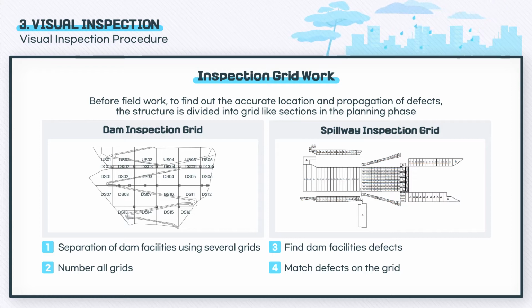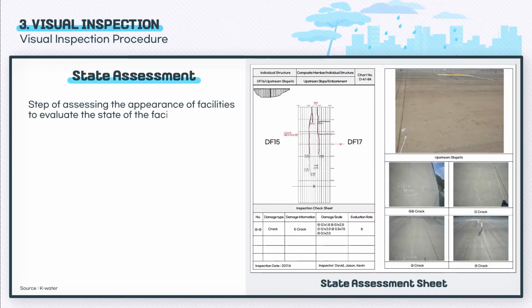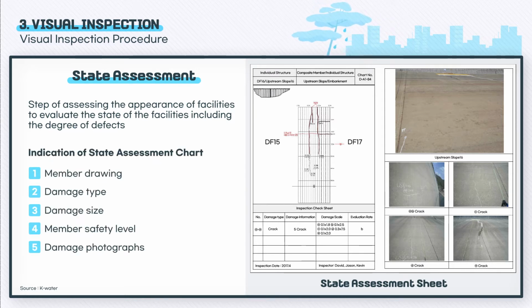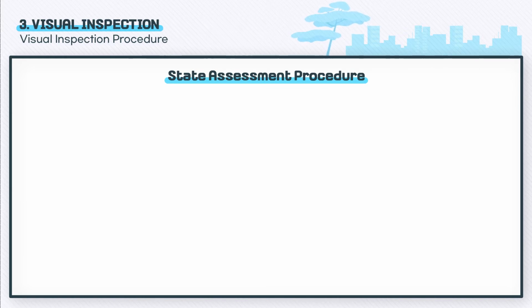provide accurate locations. A state assessment involves the recording of defects and damages of each member based on the detailed visual inspection results on the diagram, and quantifying the degree of damage according to the detailed guidelines as numerical ranges. On the state assessment chart, the visual inspection network chart, damage types, damage size, damage photographs, and so on are all recorded. Let's take a closer look at how the state of facilities is assessed.